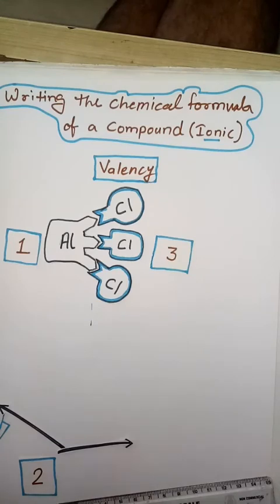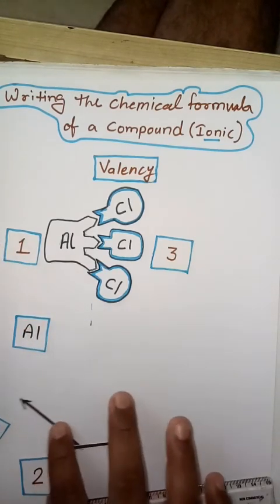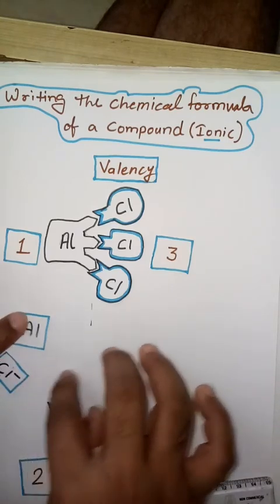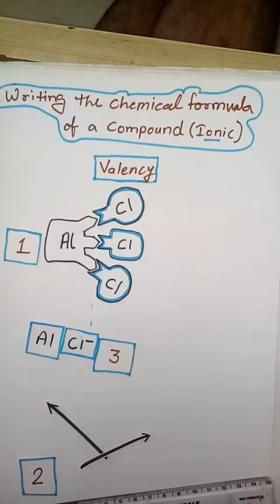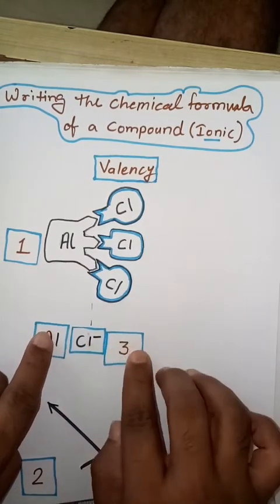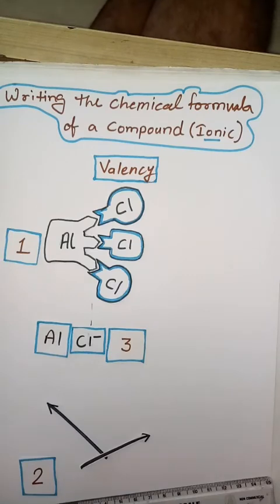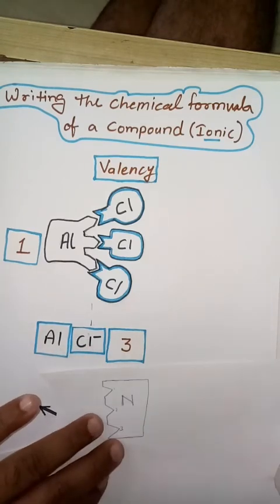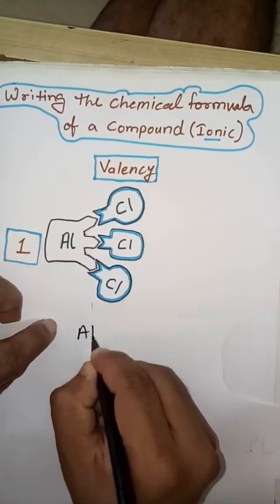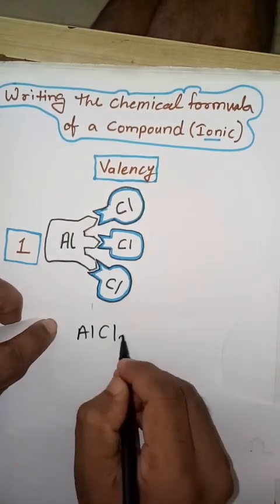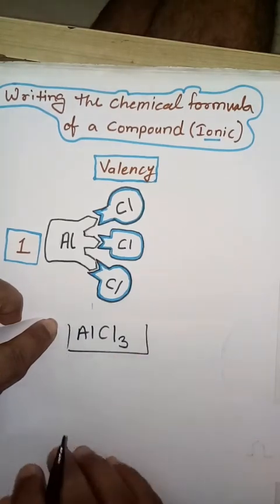So the formula of aluminium chloride will look like this, AlCl3. This is how it looks. And if I want to write it, let me put it in this format. So your aluminium chloride, AlCl3, is the molecular formula of aluminium chloride.